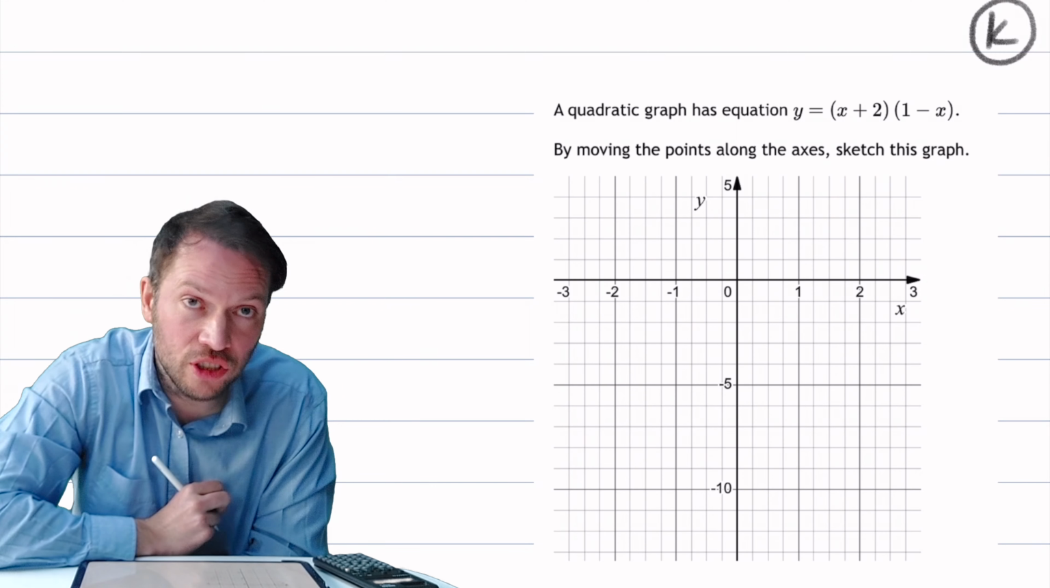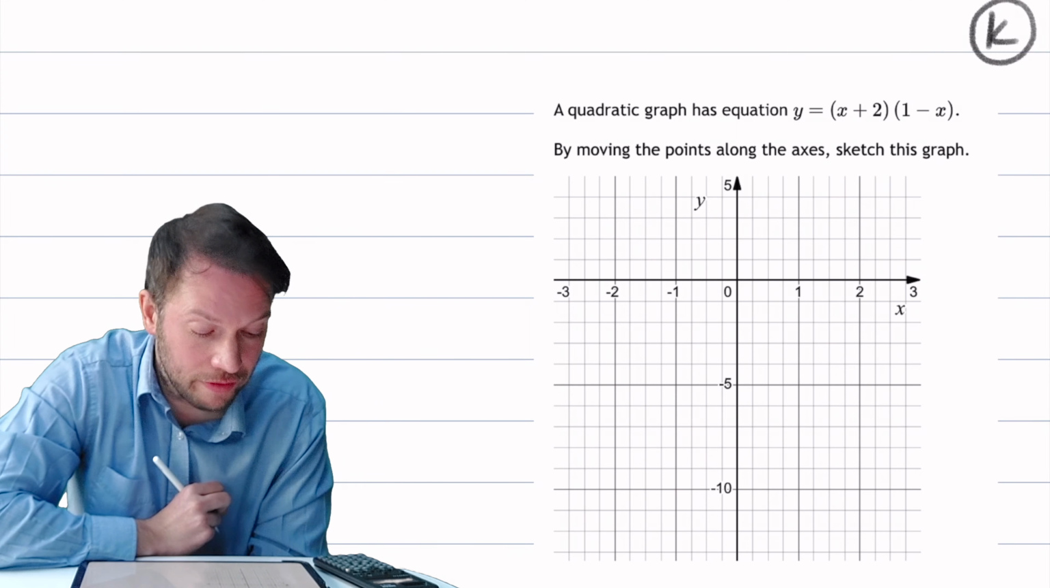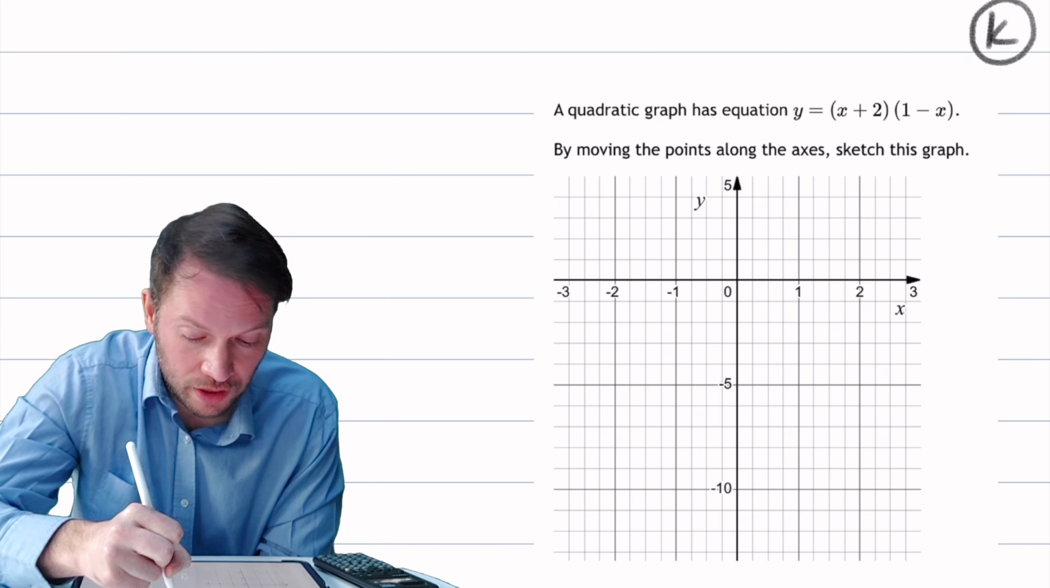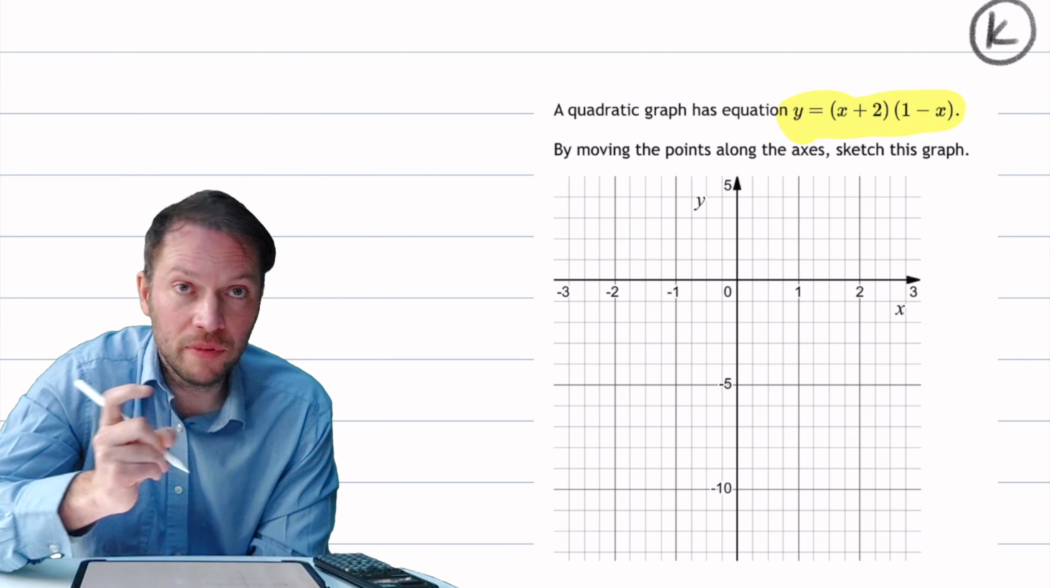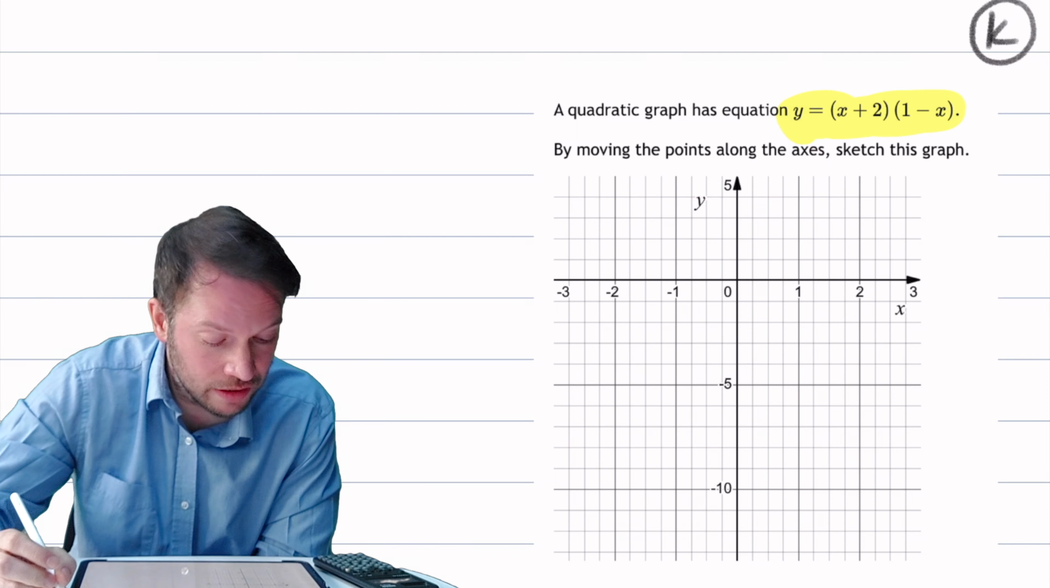Hi, in this video we're going to plot a quadratic graph with a given equation. So this time we've got a factorised equation. It's factorised because we've got some brackets multiplied together, they're the factors.